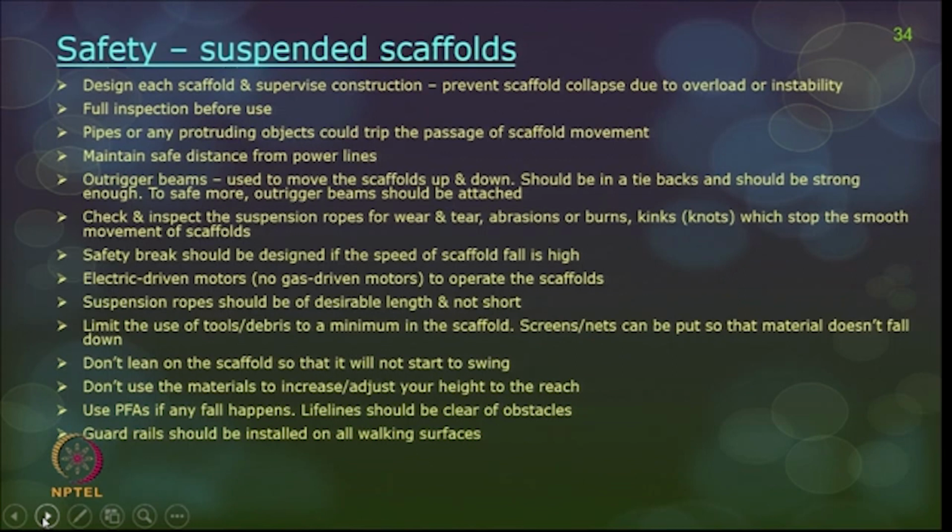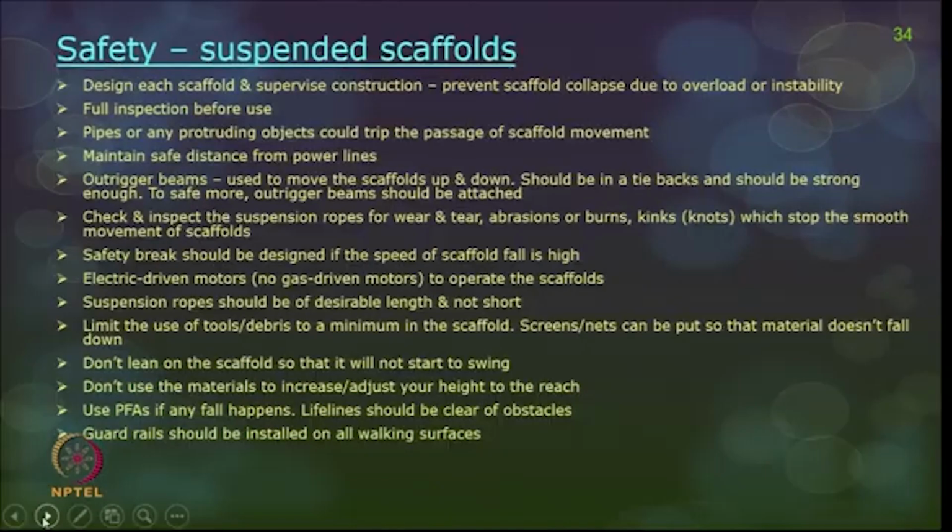Check and inspect the suspension ropes. Now, we are talking about the ropes. The ropes should be clear of wear and tear, abrasions, burns. Sometimes you may do some welding or use chemicals, and as a result there can be wear and tear on the ropes. So, that should be inspected, and there should not be any kinks or small knots. Kinks are nothing but knots. When there is any knot, it will cause an unsmooth movement of the scaffold up and down, and as a result it may cause a scaffold collapse.